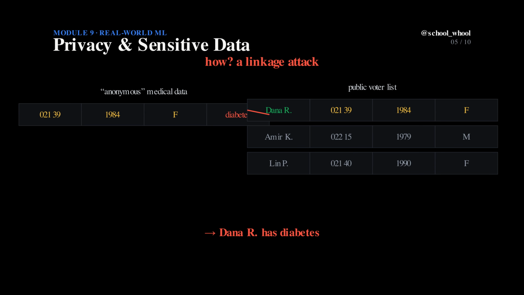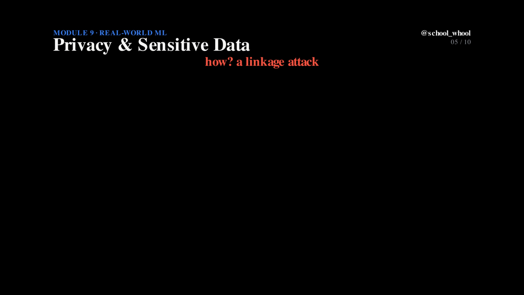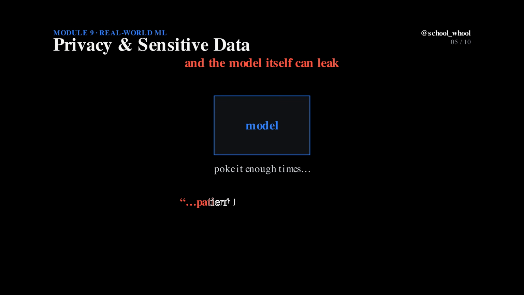It's not only the raw data, the trained model can leak too. A model that memorized a rare training example can be prompted or probed until it repeats it back, names and all. This genuinely happens with large models.